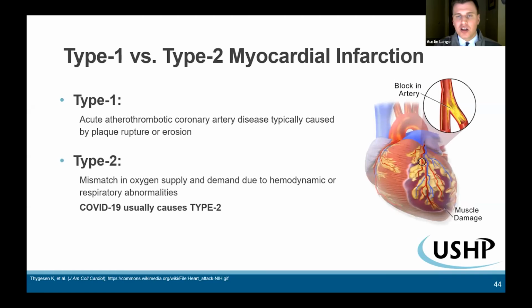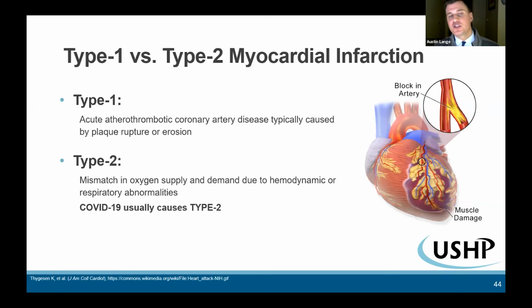We have type 1 versus type 2 myocardial infarction. Type 1 is what we commonly associate with a heart attack or an MI, and this is that rupture of some sort of atherothrombotic plaque that causes a blockage, and we see that kind of here.